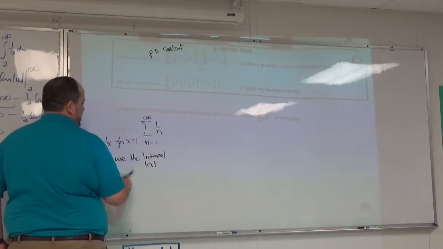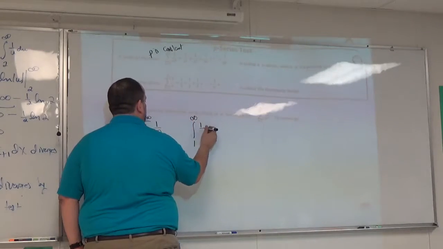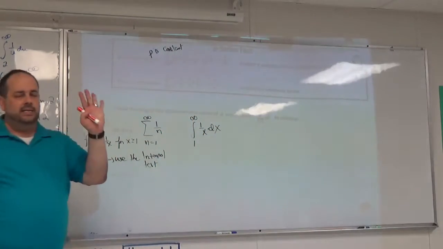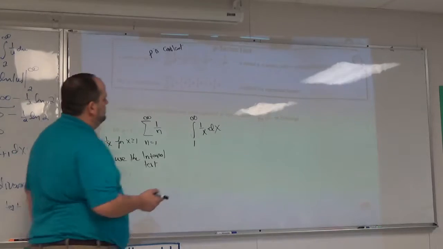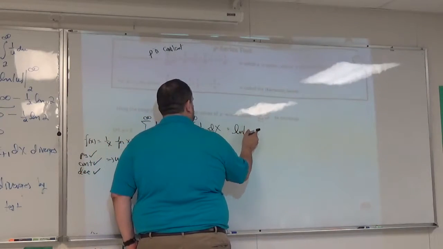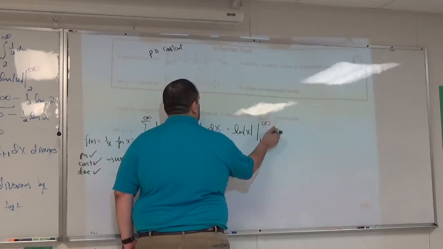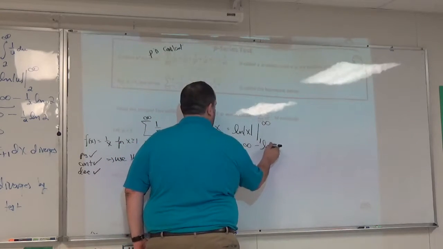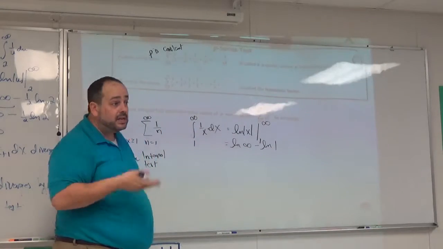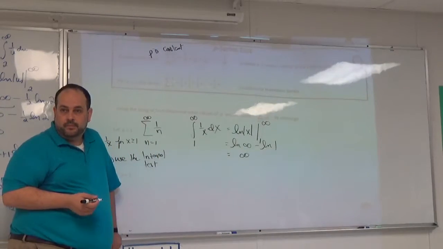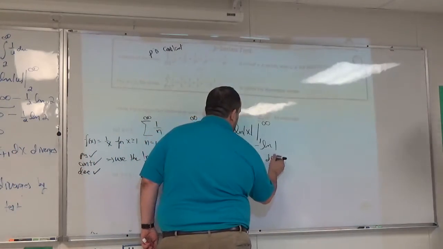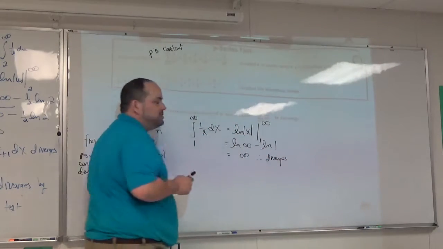So by the integral test, that means we're going to look at the integral from 1 to infinity of 1 over x dx. Take like 30 seconds, finish that off. You know how this one ends. Natural log of infinity, natural log of 1. Natural log of 1 is 0, we get infinity. Our conclusion? Diverges. The integral diverges.